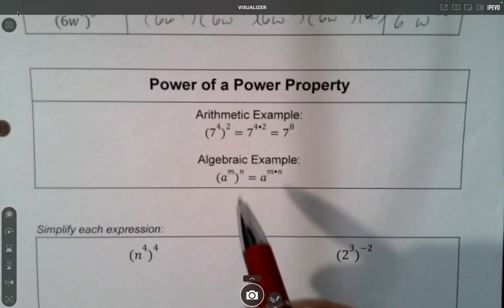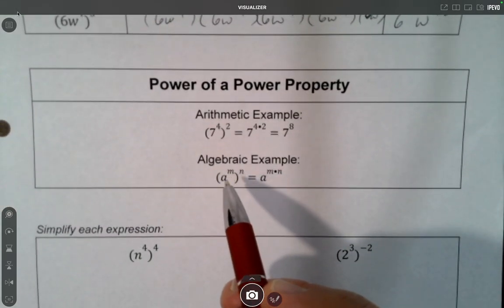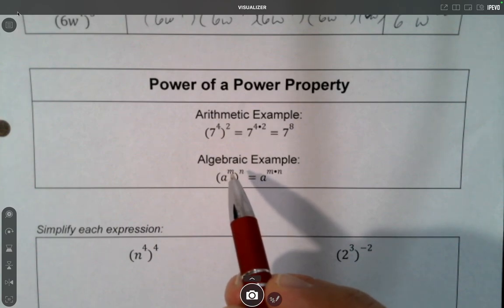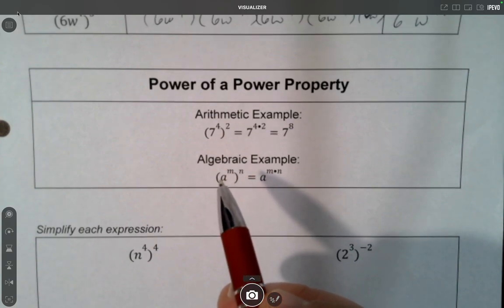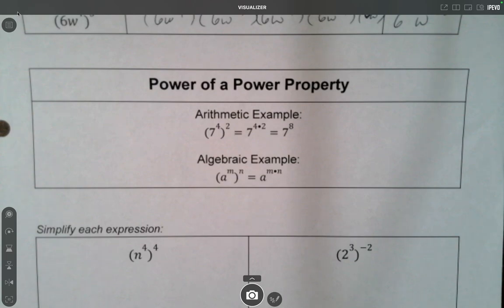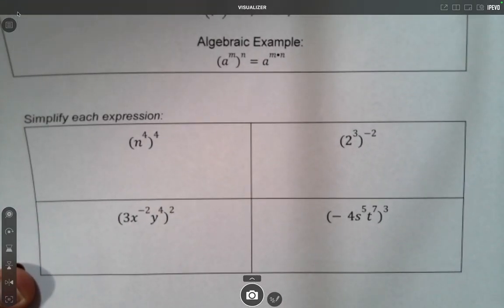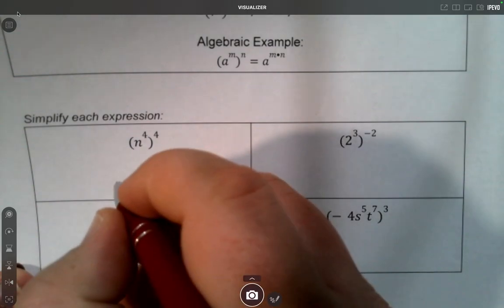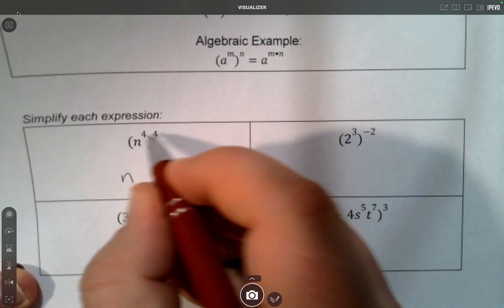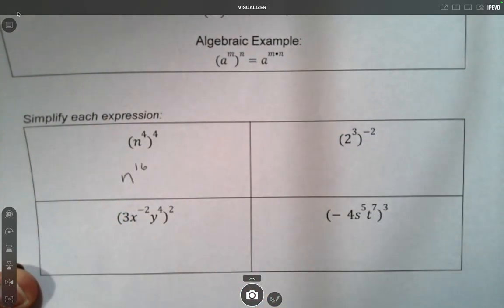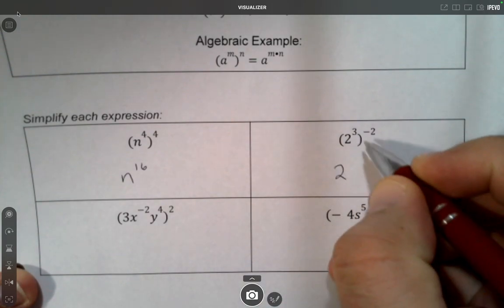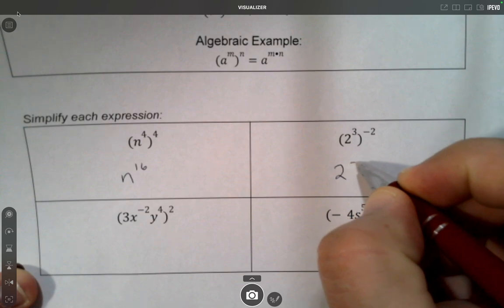So here's the rule written very generically. A raised to the m power, raised to the nth power, you do m times n. So when you have a power raised to a power, you simply multiply the exponents by each other. So here we have 4 times 4 is 16. 3 times negative 2 is negative 6.